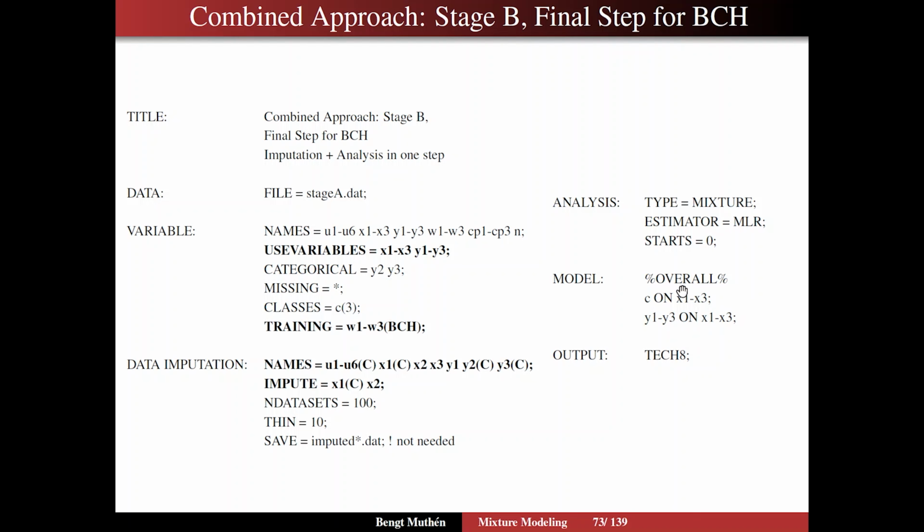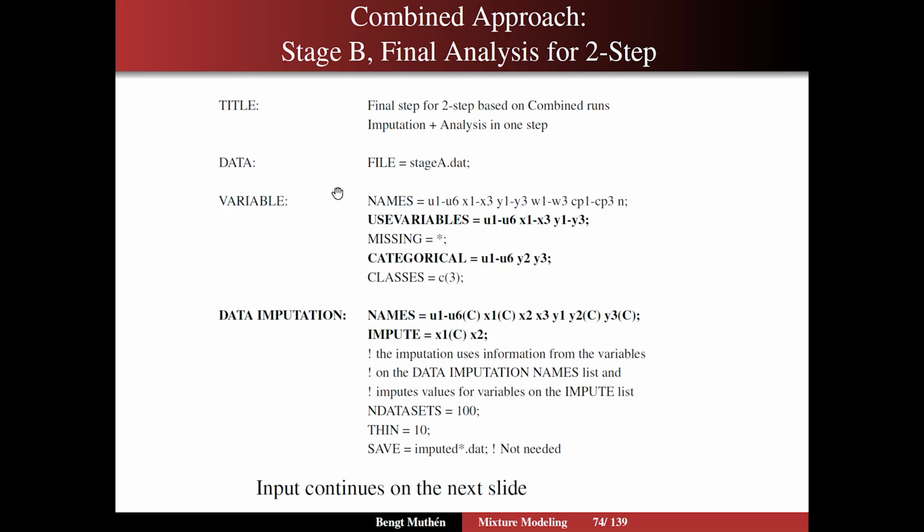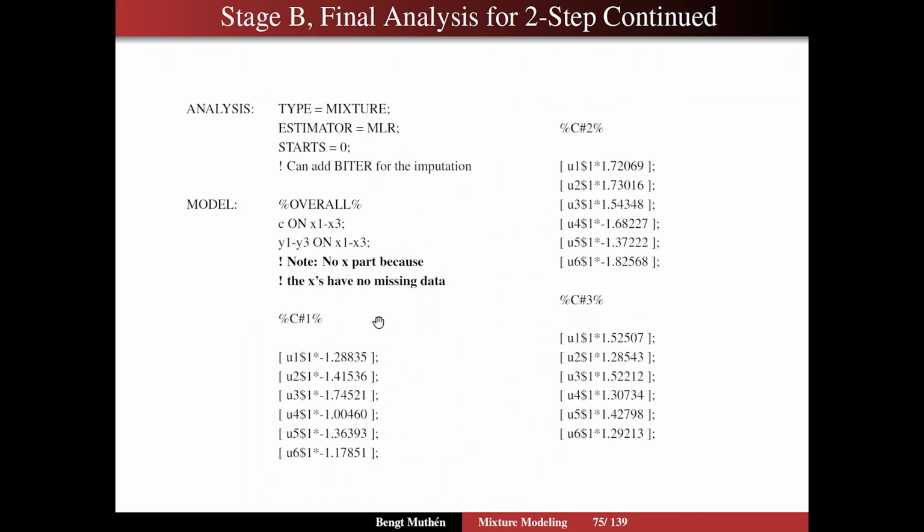So it's easy to switch from 3-step to BCH and also to 2-step. So in 2-step, we have, again, stage A data. The names list is the same. The use variable list changes. You have to remember to include the latent class indicators here, and they are declared as categorical. And the imputation is exactly the same as for 3-step and BCH. And on the next slide, we see the rest of the model.